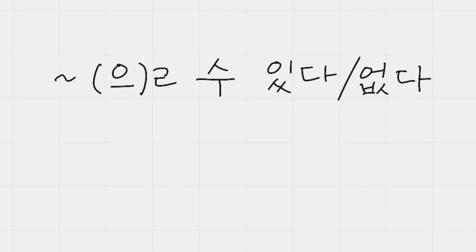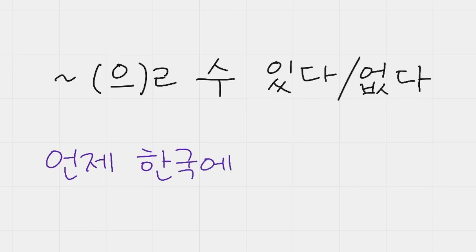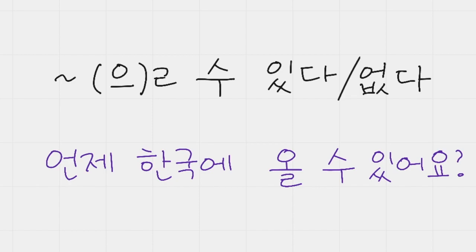When can you come to Korea? So first of all, the verb we are going to use for come is 오다. 언제 한국에. Come, the stem of 오다, 오, and then we'll add ㄹ, and then 수, polite form, 있어요. 언제 한국에 올 수 있어요? When can you come to Korea?